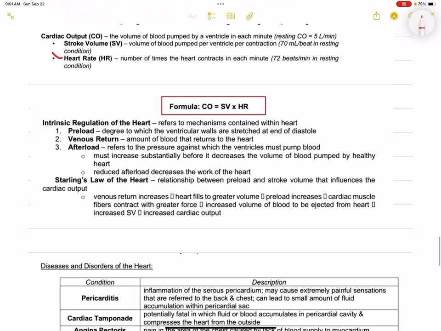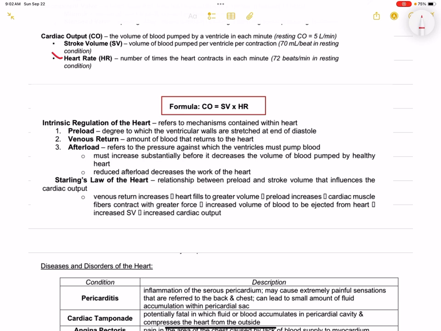Okay, so intrinsic regulation of the heart refers to mechanisms contained within the heart. So, we have preload, venous return, and afterload. Preload is the degree to which the ventricular walls are stretched at the end of diastole. Venous return is the amount of blood that returns to the heart. And afterload refers to the pressure against which the ventricle must pump blood. So, it must increase substantially before it decreases the volume of blood pumped by the healthy heart. Then, reduced afterload decreases the work of the heart.